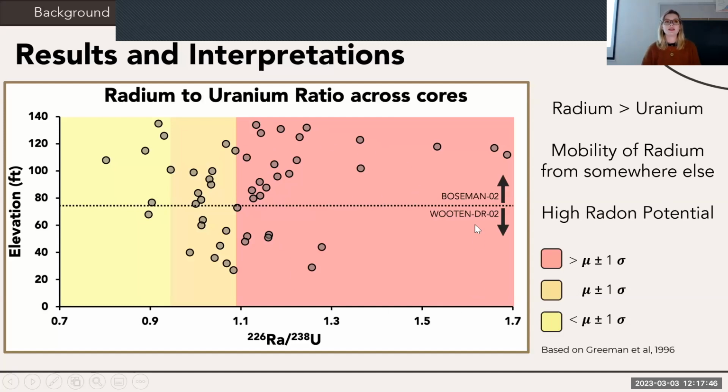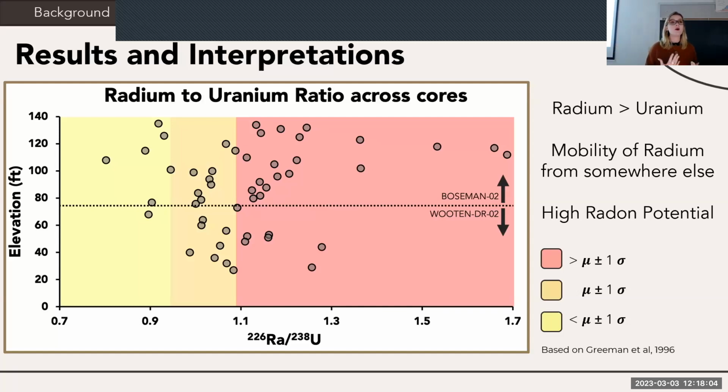And so this means a few things. It means that within each sample, there is more radium than uranium. So the radium that is in that sample has to be coming from somewhere other than the uranium in that sample. So this means there is a mobility of this radium. It means it must be coming from somewhere else.